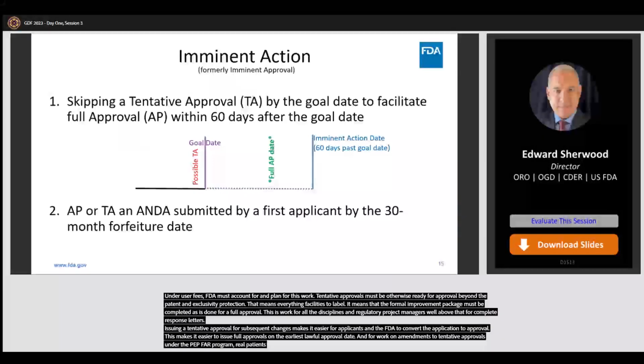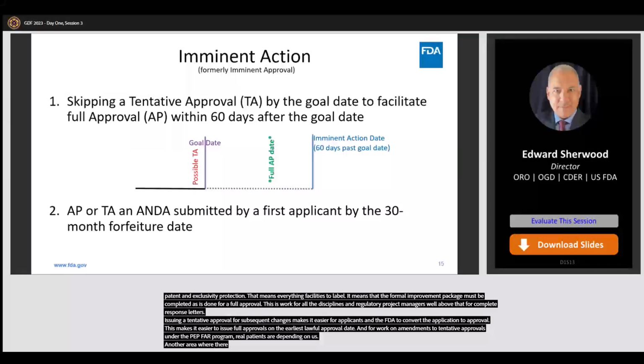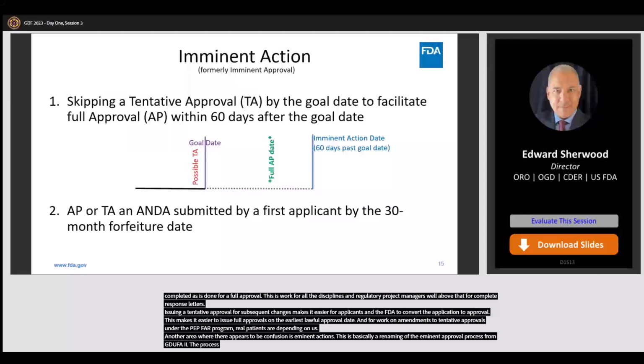Another area where there appears to be confusion is imminent actions. This is basically a renaming of the imminent approval process from GDUFA II. The process applies to both approvals and tentative approvals. The process, timing, etc. is largely unchanged from GDUFA II. Imminent actions are used in a few situations.